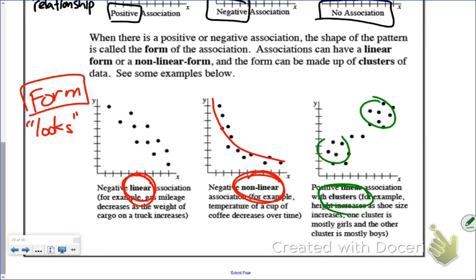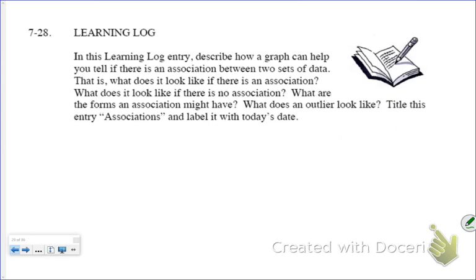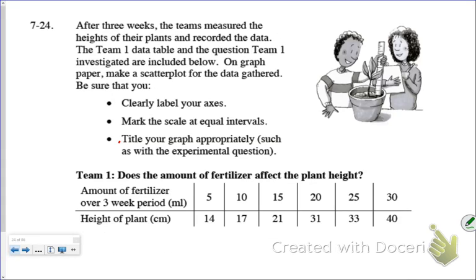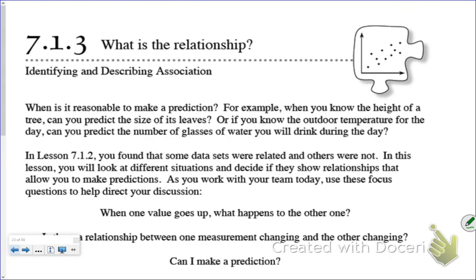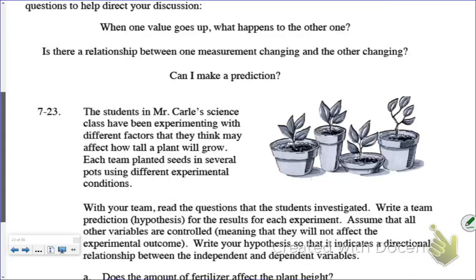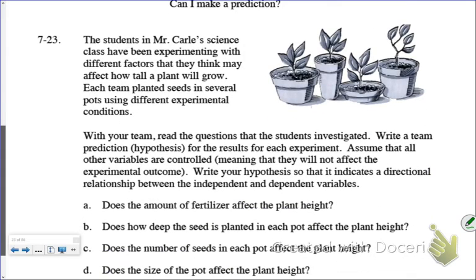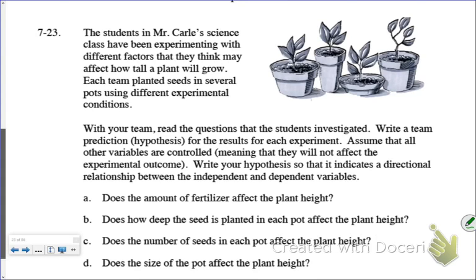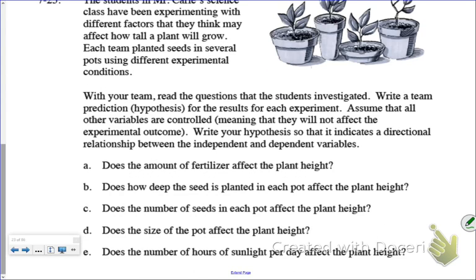Let's go back to our very first question now, 23. In 23, you guys are going to practice some sentences here. We've got to figure out as a group what's going on between some relationships. So let's read 23. The students in Mr. Carl's science class have been experimenting with different factors that they think may affect how tall a plant will grow. Each team planted seeds. That means they planted more than one, not just one, in several pots.